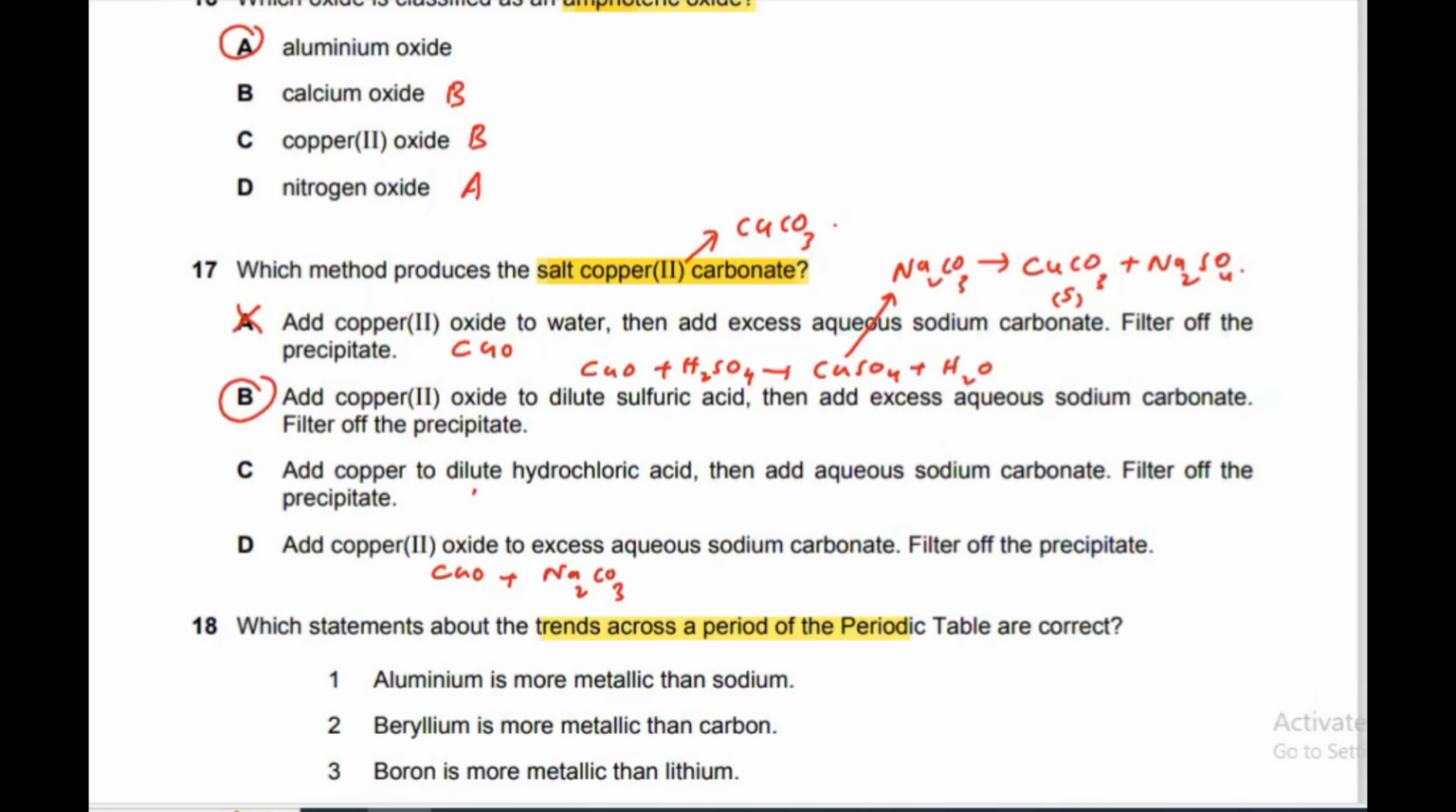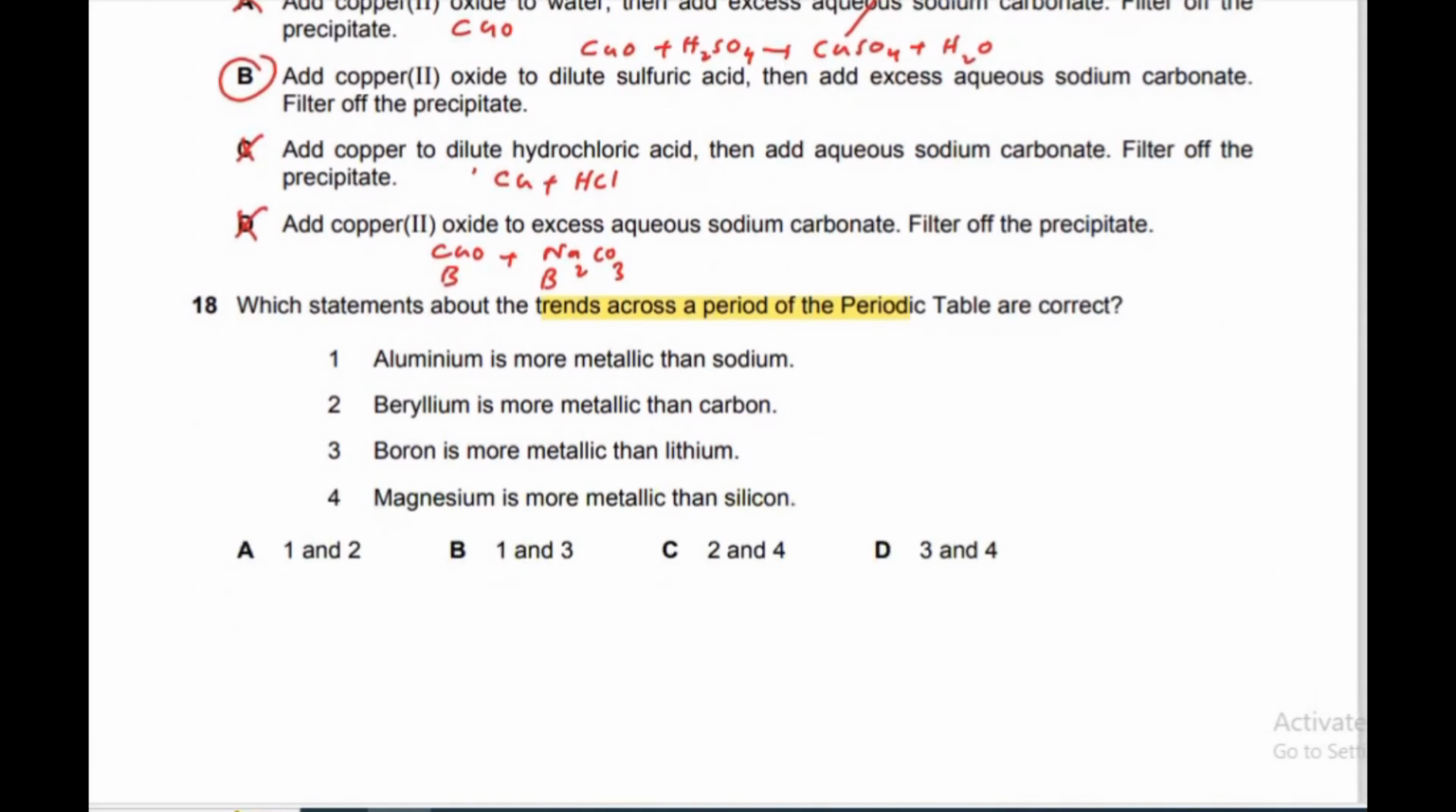Add copper to dilute hydrochloric acid. Copper is below hydrogen in the reactivity series, so copper doesn't react with dilute hydrochloric acid. Add copper(II) oxide to excess sodium carbonate. Copper(II) oxide is basic. Sodium carbonate is also basic, so they cannot react with each other. So D is not the answer.